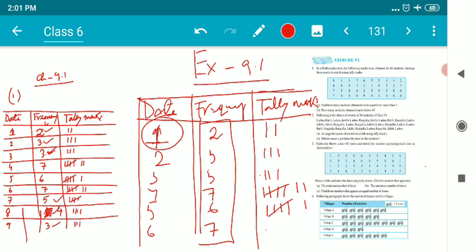The next number is 7: 1, 2, 3, 4, 5, 6, 7. So this is how we need to express the tally marks. I believe this tally marks representation is absolutely clear. Here I have written till number 6, and you will complete it till the marks 9, as the highest mark in this table is 9. So this is how we need to represent the tally marks.